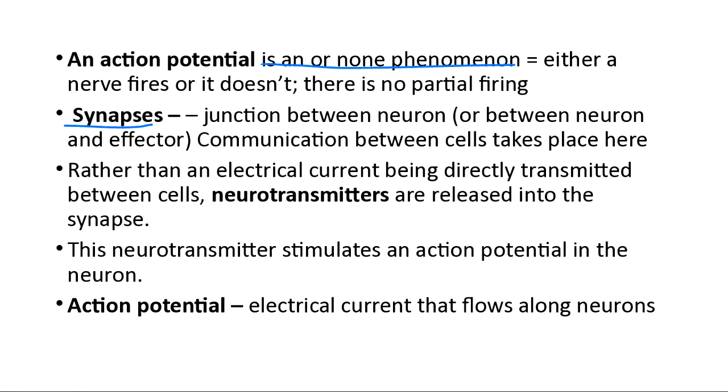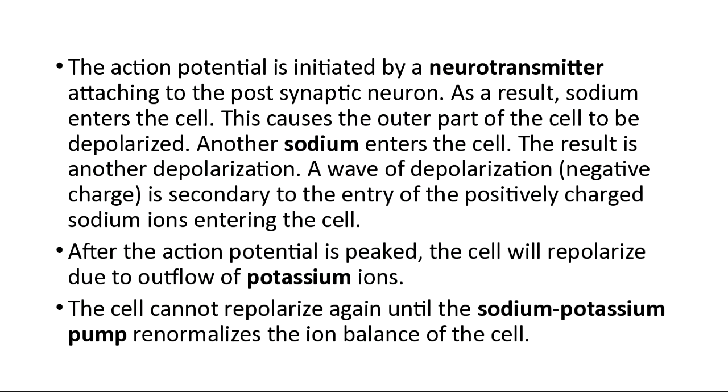Rather than electrical currents being directly transmitted, neurotransmitters are released into the synapse. And this neurotransmitter stimulates an action potential in the neuron. Action potential is actually equivalent to the electrical flow along neurons. Now, the action potential is initiated by a neurotransmitter that's attached to a postsynaptic receptor. Because of this neurotransmitter attaching to the receptor, it allows sodium to enter the cell.